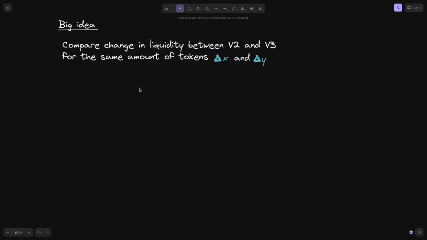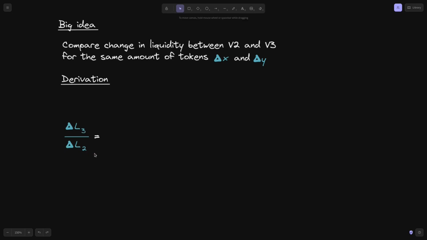The big idea to derive the equation for the capital efficiency of Uniswap V3 is that we're going to compare the change in liquidity between V2 and V3 for the same amount of tokens delta X and delta Y. In other words, we're going to calculate the ratio of liquidity delta for Uniswap V2 and for Uniswap V3: delta L3 over delta L2.